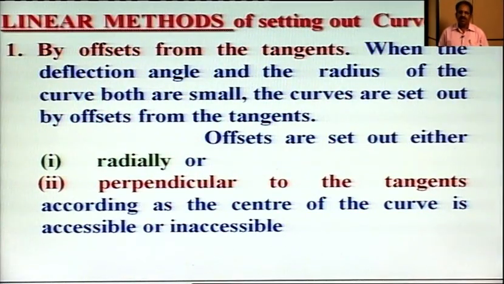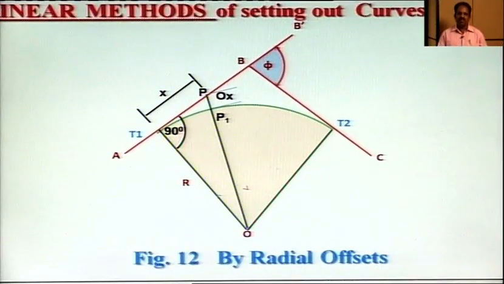So, first method is by offset from tangents. When the deflection angle and the radius of the curve both are small, the curves are set out by offsets from the tangents. Offsets are set out either radially or perpendicular to the tangents according as the center of the curve is accessible or inaccessible. This is the figure showing radial offsets.